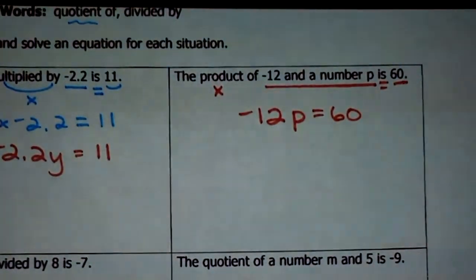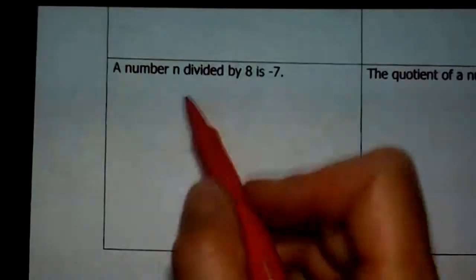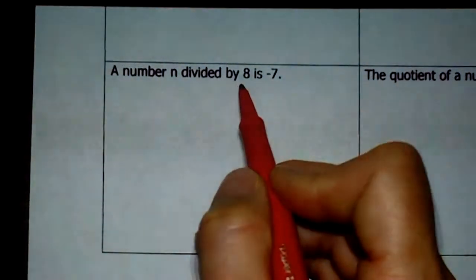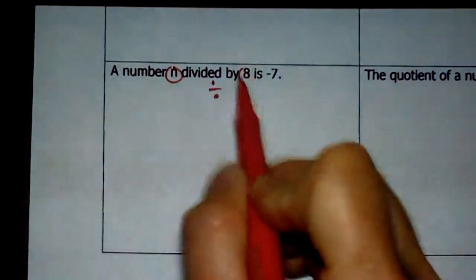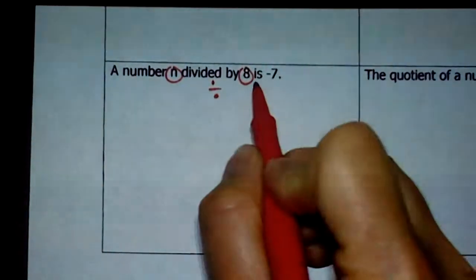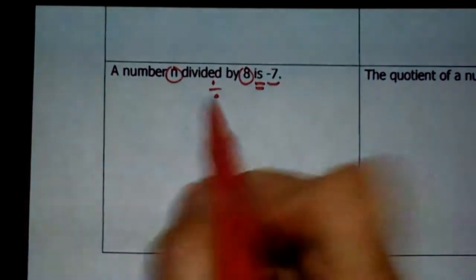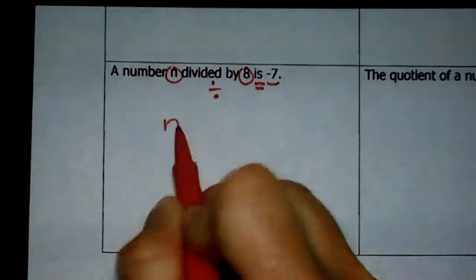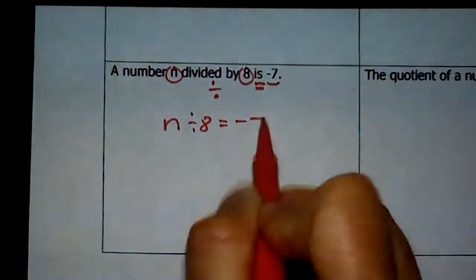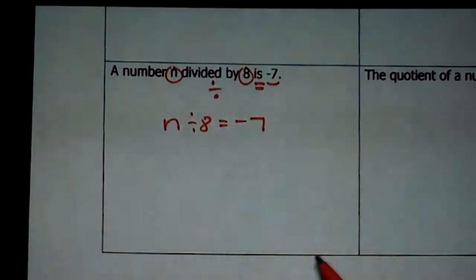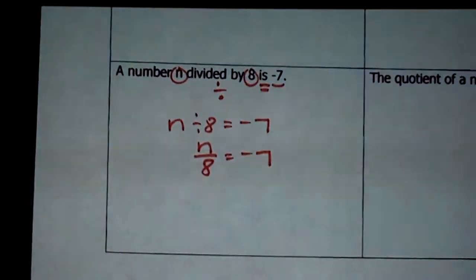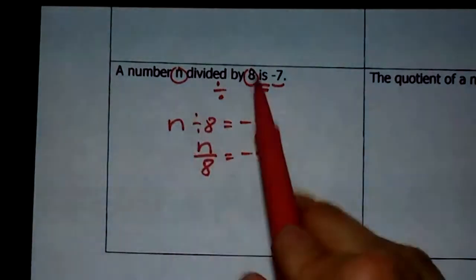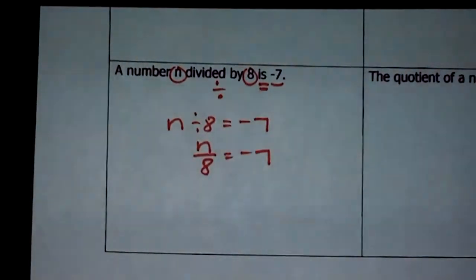All right, moving along. A number n divided by 8. So divided by means we're going to divide. And what are we going to divide? n is going to be divided by 8, and that is negative 7. So to show n divided by 8, yes, you could write that. Usually when you see these equations, though, it'll be written as a fraction. Either one's correct. You can't put the 8 first, though. n is what's being divided by the 8. So be careful with that.